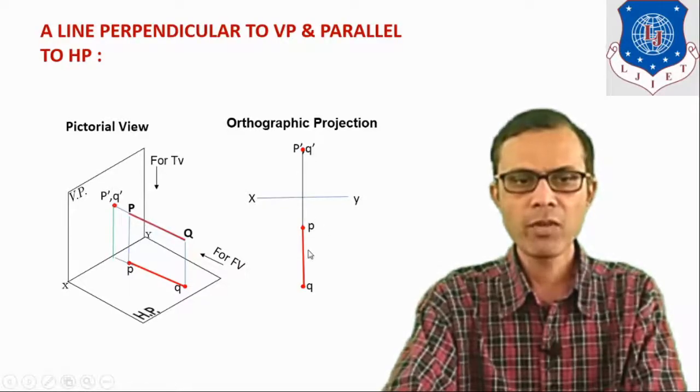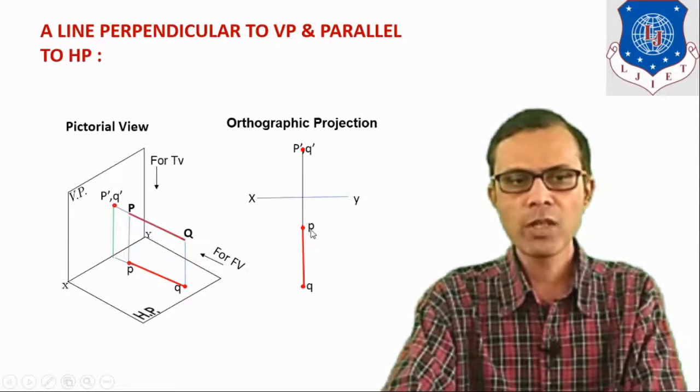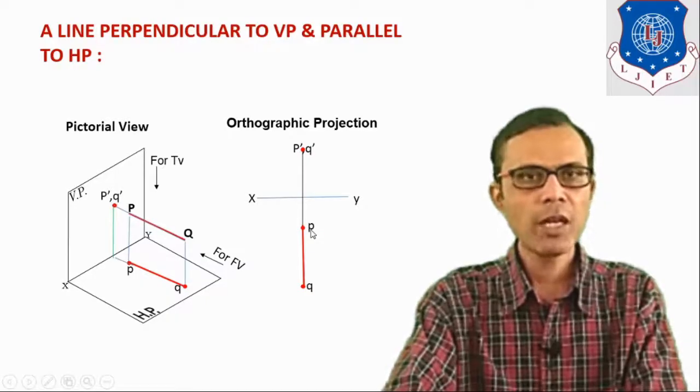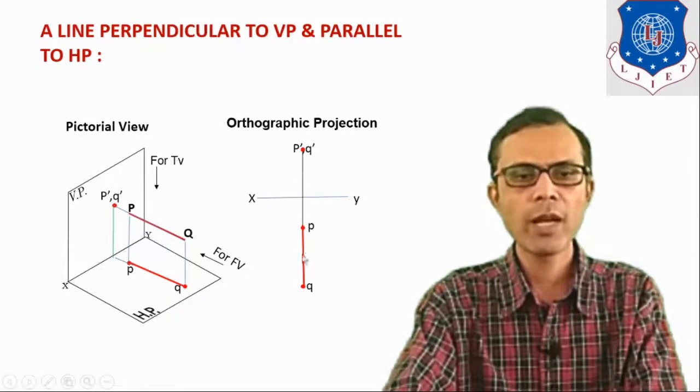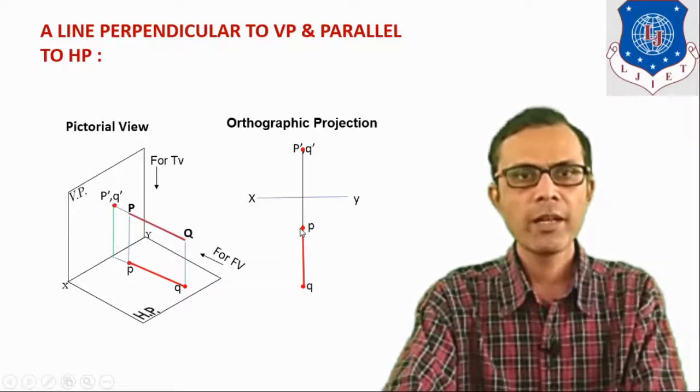Front view is a point view and top view shows the actual length of the given line, and that actual length is known as the true length. In short form it is written as TL, that is true length.